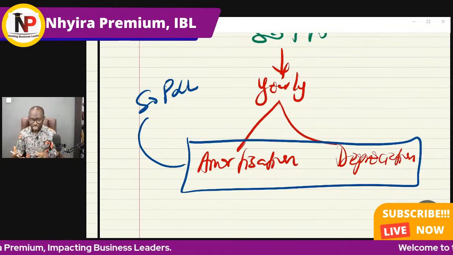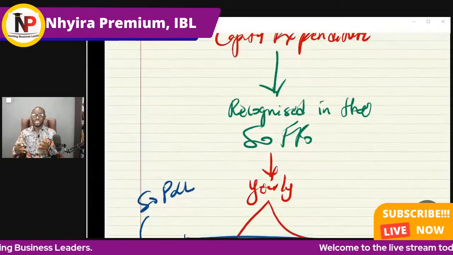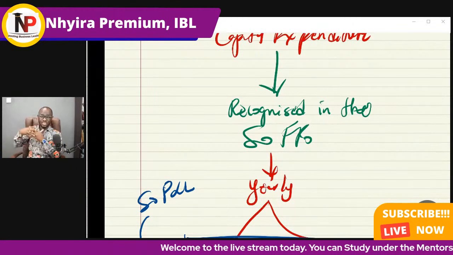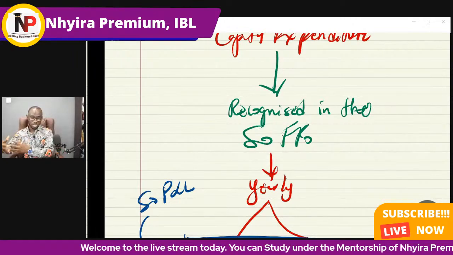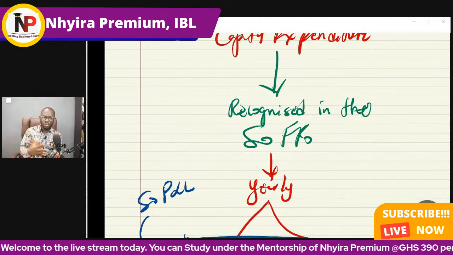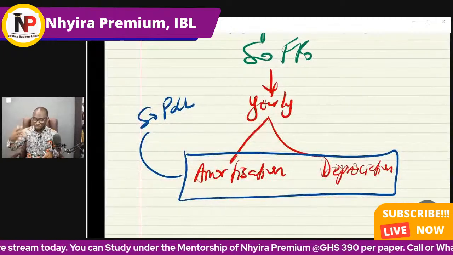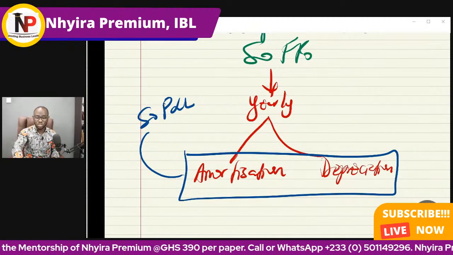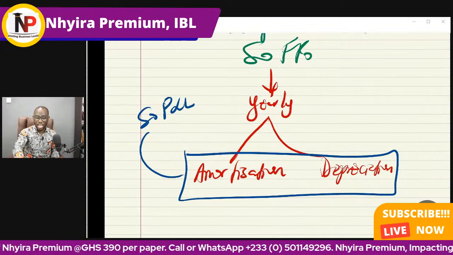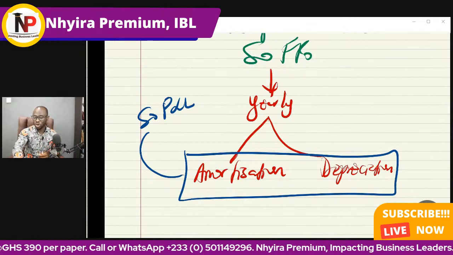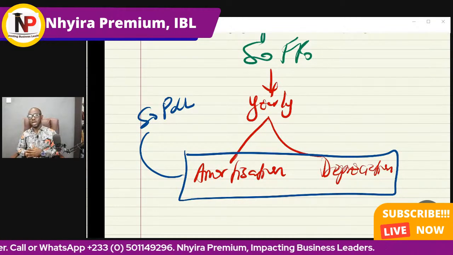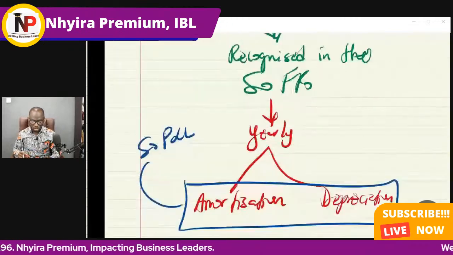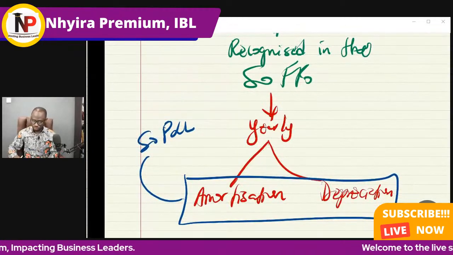So that is the idea about how capital expenditure is dealt with. It is not recognized in the profit or loss account. Instead, it is recognized on the face of the statement of financial position. Then every year we're going to be charging amortization and depreciation, and that amortization or depreciation is what is going to be recognized in the statement of financial performance, or the statement of profit or loss for the period under consideration.